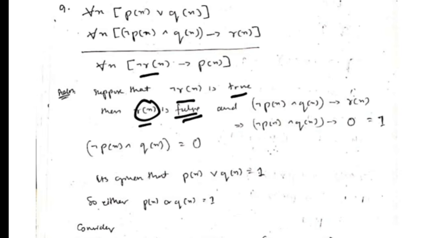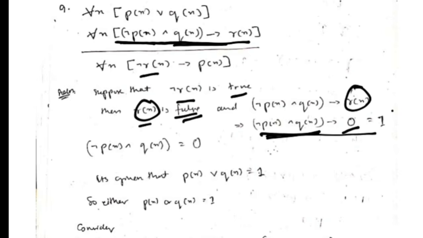So if r of x is false and you consider this statement here, we can write it as not p of x and q of x conditional 0, because of r of x. Now this whole value is 1, that means for this to be true, this one should be 0, right? So if that is 0, we can write not p and q of x, these both are 0. That means either this one or both should be 0. But we have been given that p of x or q of x is 1, meaning either of these is 1.